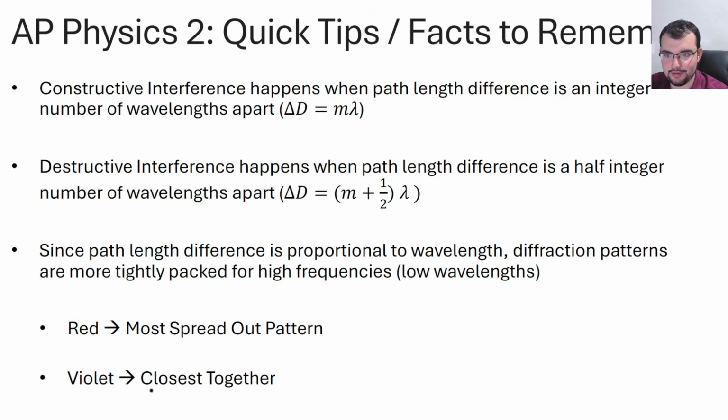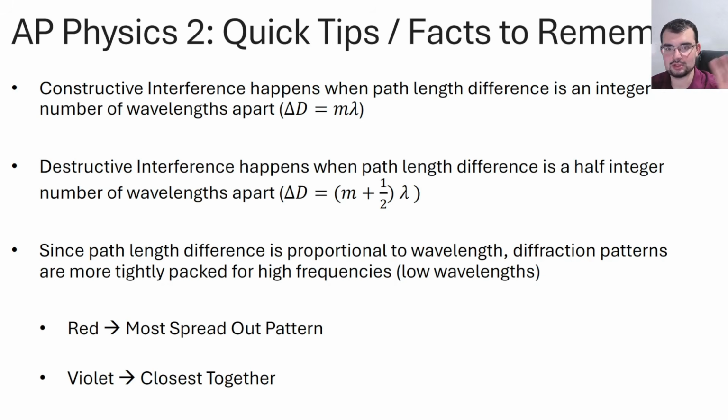Now, for general interference, it's all about path length difference. So if two waves meet and they've traveled exactly one wavelength, two wavelengths different from each other, well, peaks and peaks line up, troughs and troughs line up. But if they're half wavelengths out of phase, that means peaks and troughs line up, so they cancel. So these are our conditions for interference.